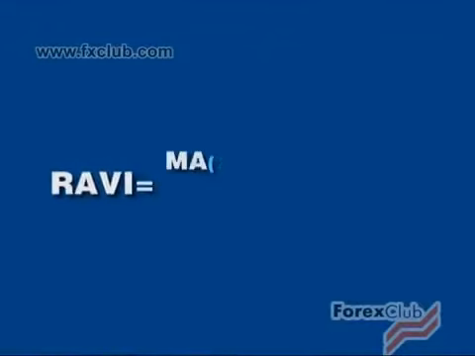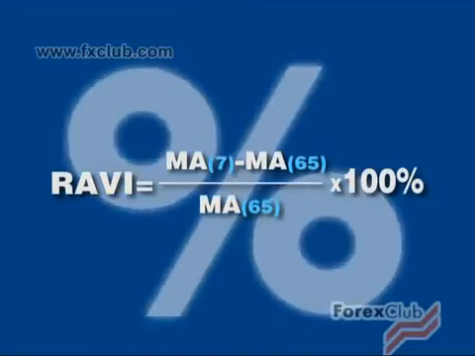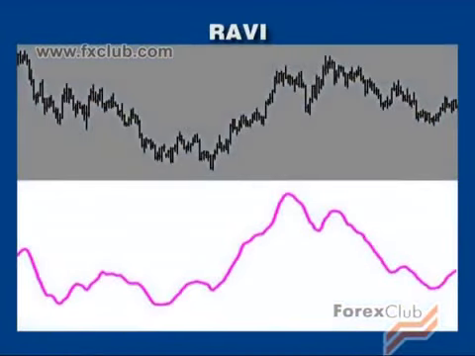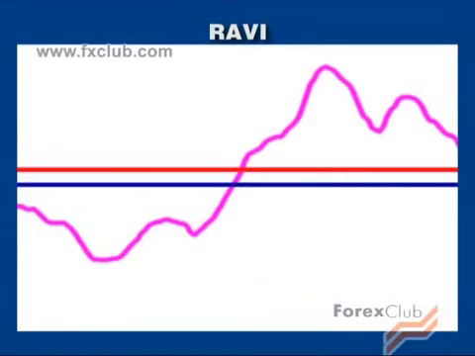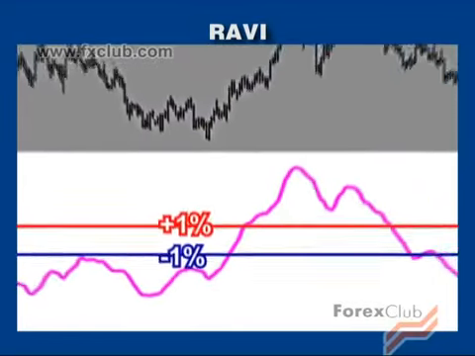For daily charts, RAVI looks like this. The difference between a 7-day moving average and a 65-day moving average over the 65-day moving average, then multiplying the whole thing by 100. First thing to note is that unlike the price oscillator, it's calculated as a percentage and not in points. Another difference is that Chand suggested using signal lines for his indicator. They are drawn at a level plus minus 0.3 to 1% for the forex market.